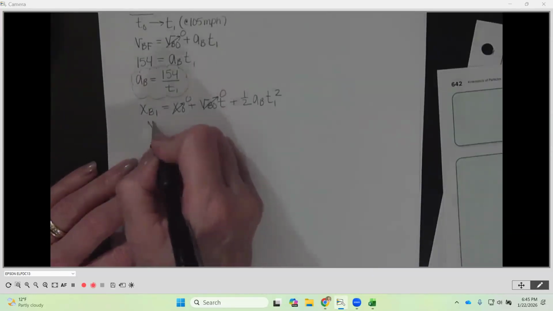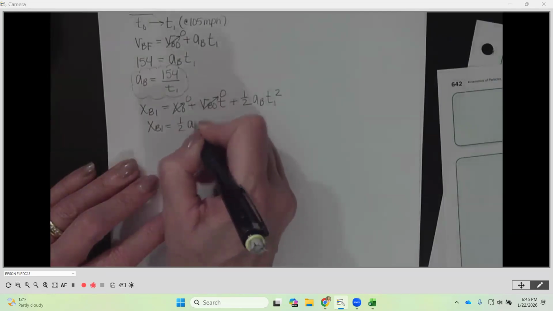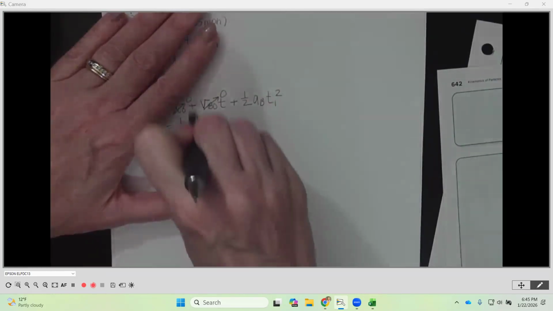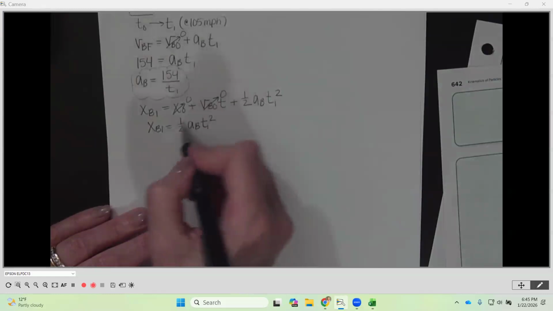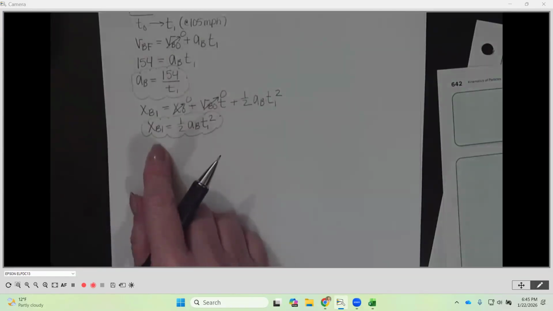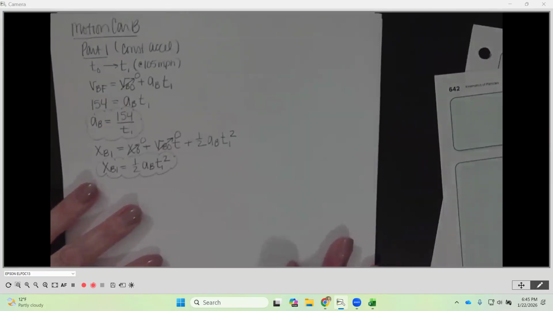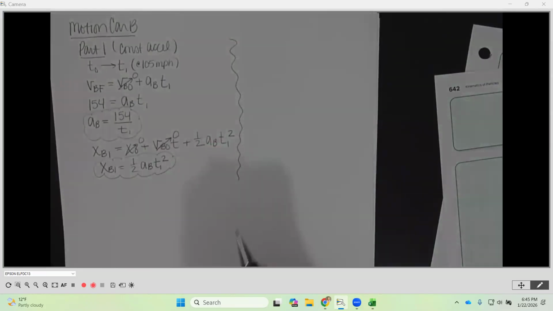So our position B1 is going to be equal to 1/2 AB T1 squared. So we really don't know much here. And again, this is the distance that it takes to get to that 105 miles per hour to complete part one of the police car's ride.